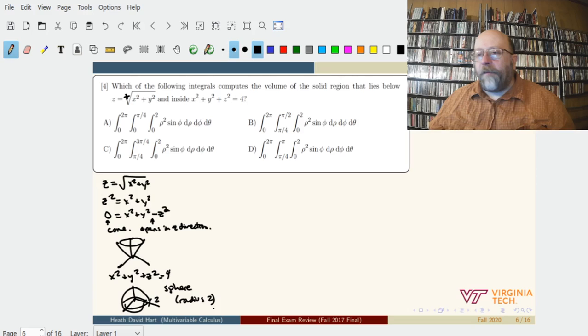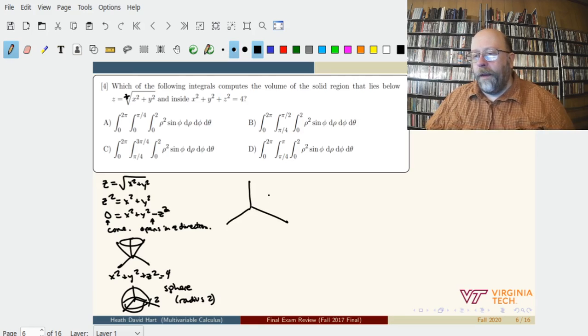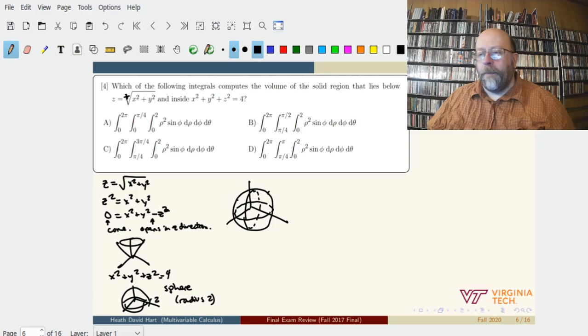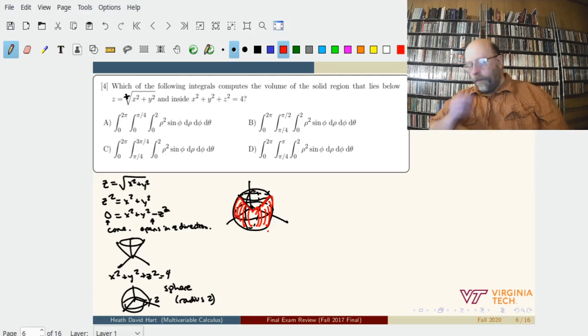So when we graph both of these together, we have this sphere. And then we have this cone that starts at the origin and extends inside the sphere. And what we want is this region that is below the cone and inside the sphere. So what we're looking for is this region down here, all the way up to the edge of the cone, but not the stuff that's inside it. Okay?